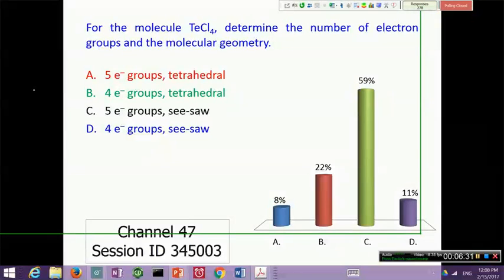Start the video. So 59% of you had C, which is 5 electron group seesaw, and I like that answer. So if you had that, you were correct.